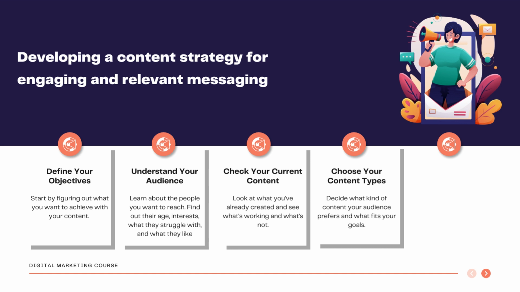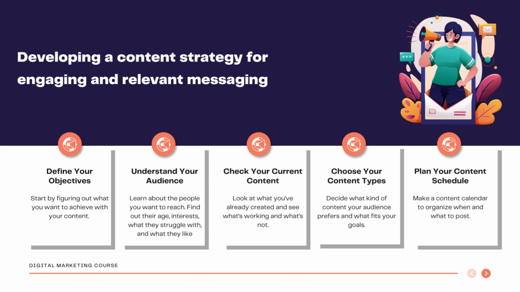4. Choose your content types. Decide what kind of content your audience prefers and what fits your goals. You can use blog posts, articles, videos, images, podcasts, ebooks, case studies, webinars, and social media posts. Think about which works best for each platform you want to use. 5. Plan your content schedule. Make a content calendar to organize when and what to post. Decide how often you'll share new content and assign tasks to your team members. You can also plan content around special events or seasons to stay relevant.